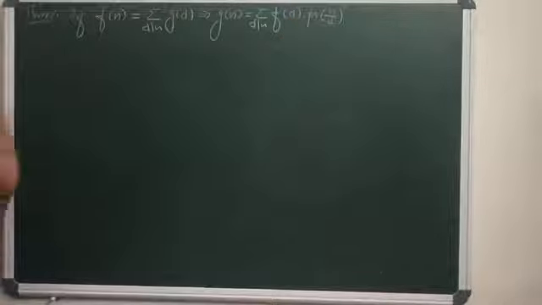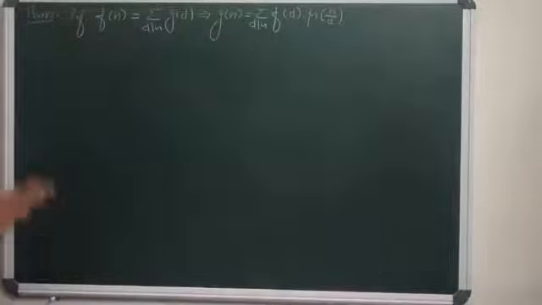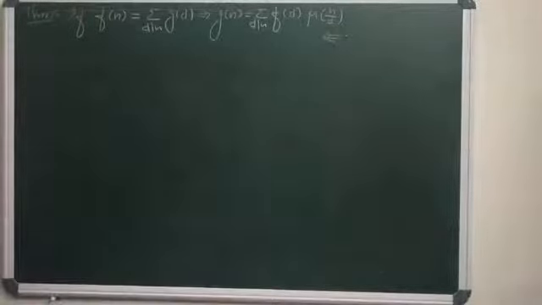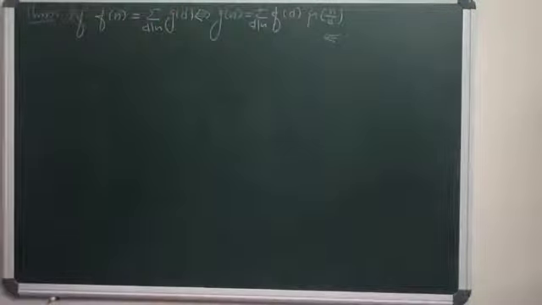That is, if f of n equals sigma over d divides n of g of d, then g equals f star mu. What is the right side? F star mu. The reverse inversion also holds. That is, if g of n equals sigma over d divides n of f of d into mu of n by d, then f of n equals sigma over d divides n of g of d. So this is the Mobius inversion formula.